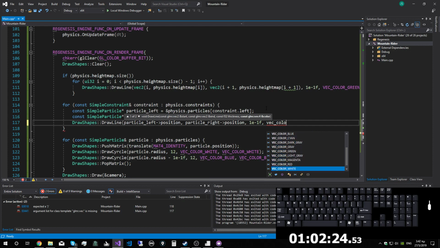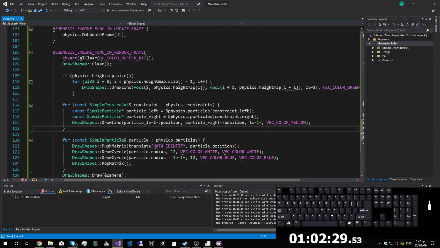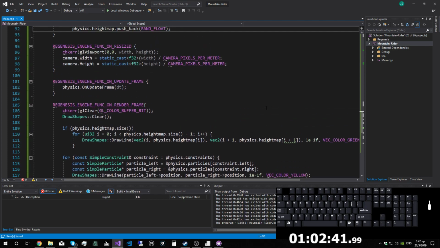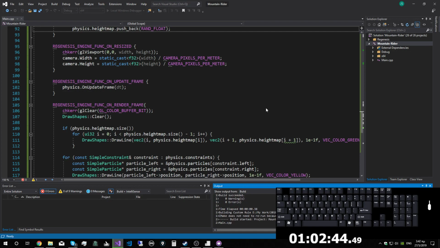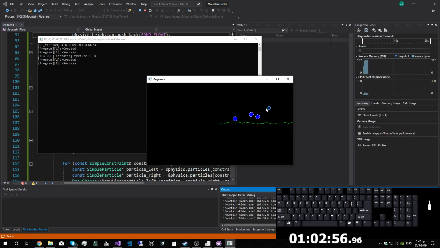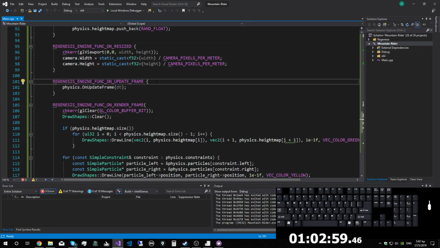And let's draw it with a yellow color, with no reason at all. Of course, we don't have any constraints, right? So we are just running this thing for no reason.